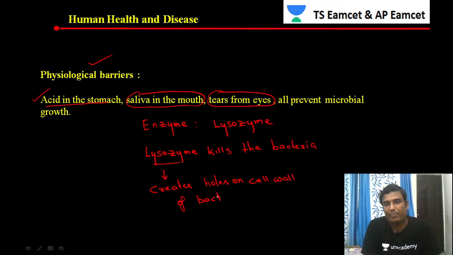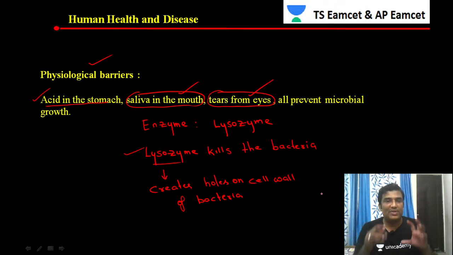So when pores are created on the cell wall of bacteria, what happens? All the cytoplasmic contents of bacteria will come out and the bacteria will die. So lysozyme plays a very important role. It is acting as a physiological barrier. This lysozyme is by nature present in the tears of eyes and in the saliva of the mouth.